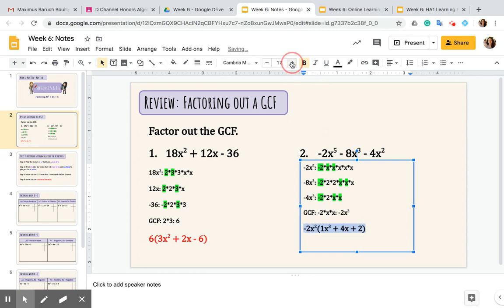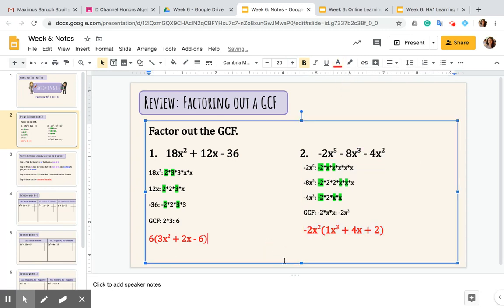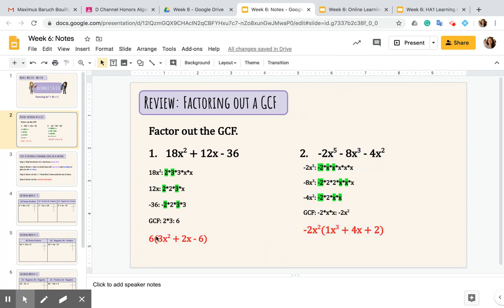All right, this is my final answer. This is factored form, okay? So, as you can see, a huge clue to see that something is properly factored is that you see parentheses, right? That's kind of what we're going to be seeing in pretty much every problem that we do here.